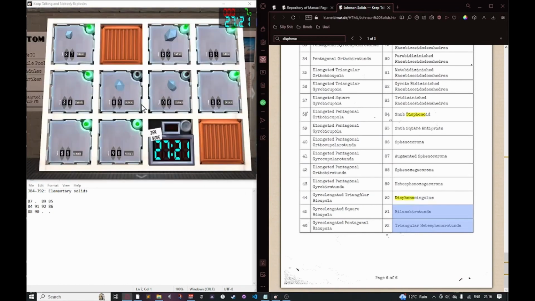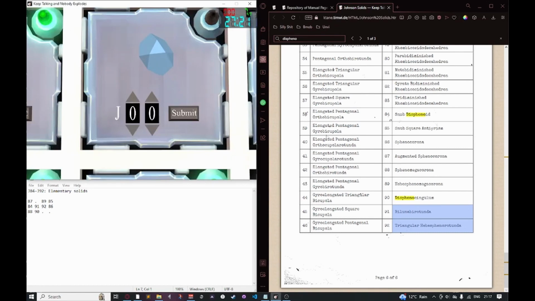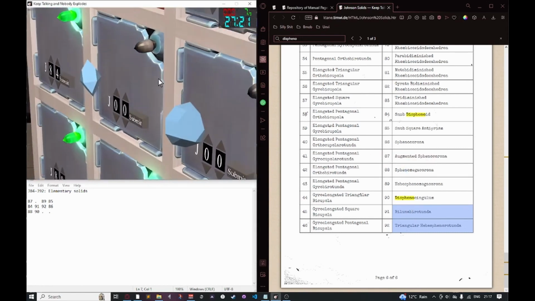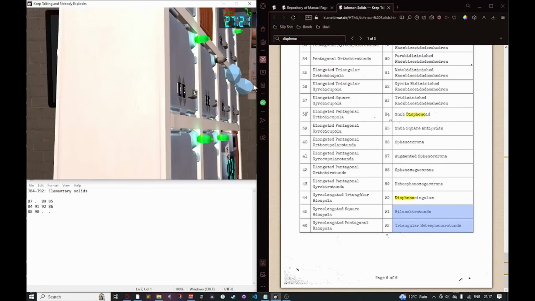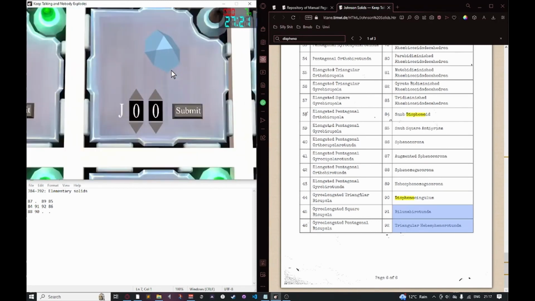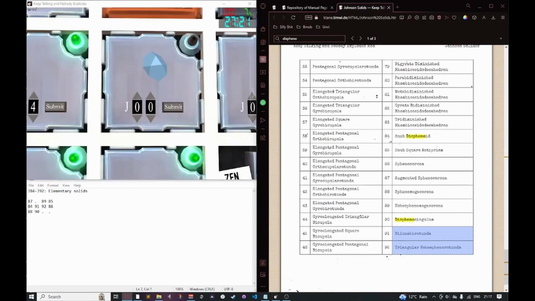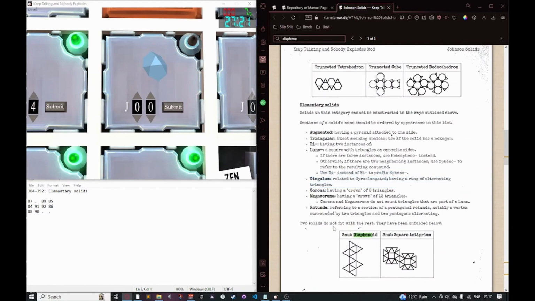Then we move on to bilunabirotunda, which is over here. So, the bilunar comes from this lunar and this lunar. And the birotunda, if we go back up here, the rotunda here means the exact same thing it did before. A section of a pentagonal rotunda, a vertex surrounded by two triangles and two pentagons alternating.